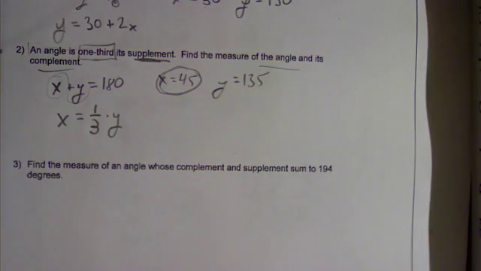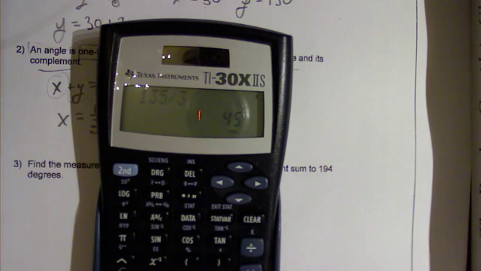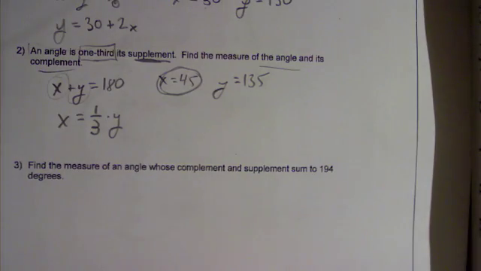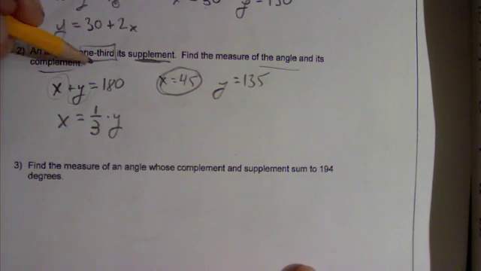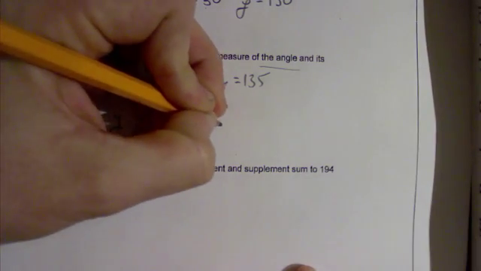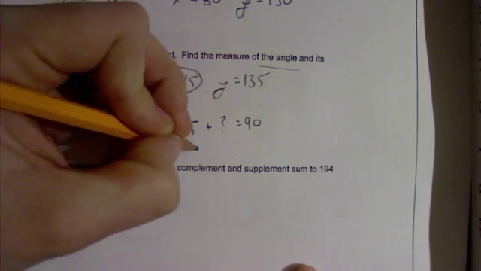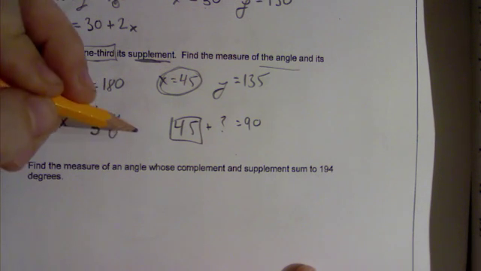So let's double check to make sure that we actually got it right. 135 divided by 3 is 45. So 1/3 of 135 is 45. We got that right. And I need to find the angle and its complement. Well, the complement means it's 2 that add up to 90. 45 plus what equals 90? Well, the complement of 45 is just going to be 45 degrees. So the angle is 45 degrees and its complement is 45 degrees.